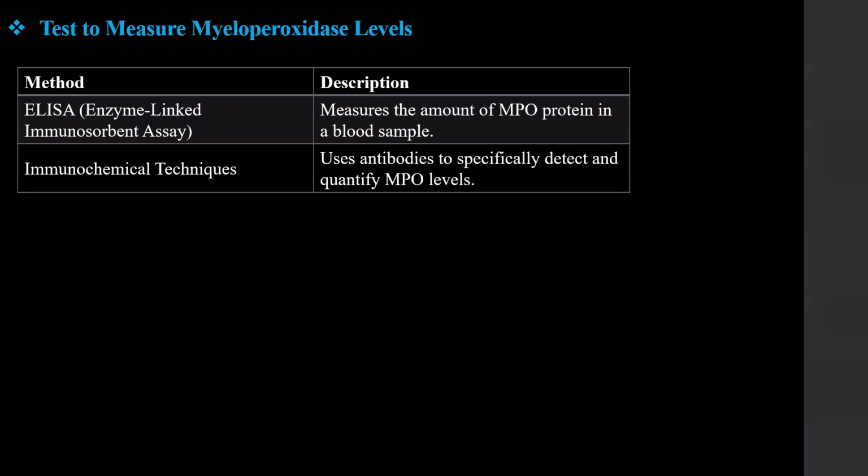These are the tests which are used to measure the level of myeloperoxidase. First is the ELISA, that is enzyme-linked immunosorbent assay. ELISA measures the amount of myeloperoxidase protein in a blood sample. Second method is the immunological technique. This technique uses antibodies to specifically detect and quantify the level of myeloperoxidase.